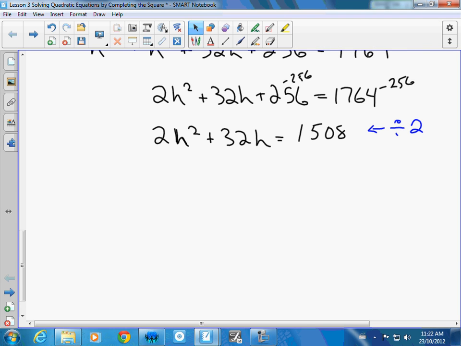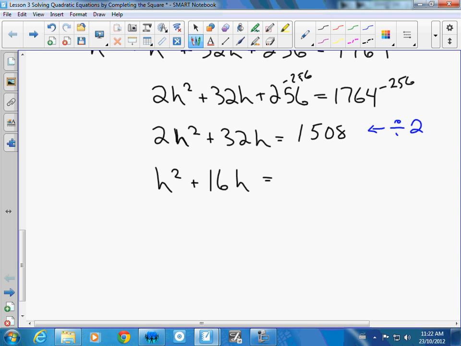But, I mean, you can do this in your head. What's 2h squared divided by 2? h squared. What is 32h divided by 2? 16h equals. What's 1,508 cut in half? 1,500 cut in half is 750. What's 8 cut in half? 4. So 754. Okay, well, it's not bad. We're simplifying it down a little bit quicker, a little bit easier.